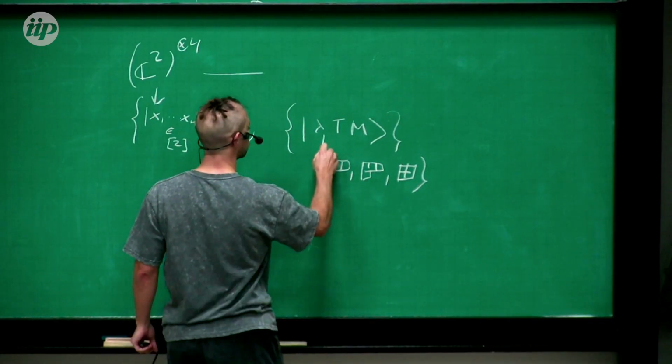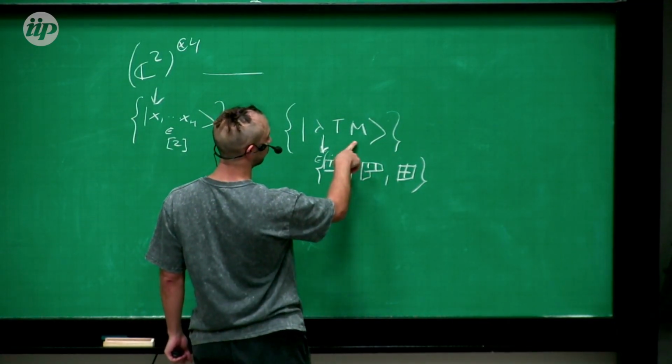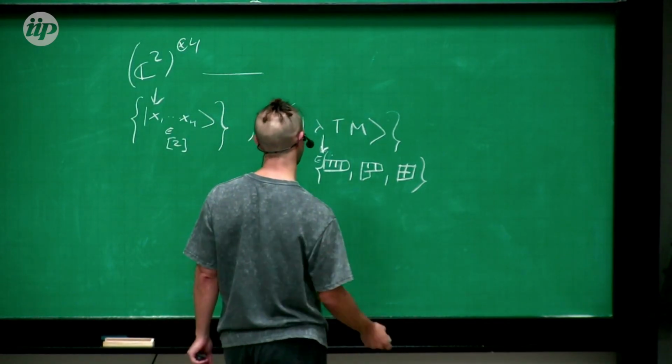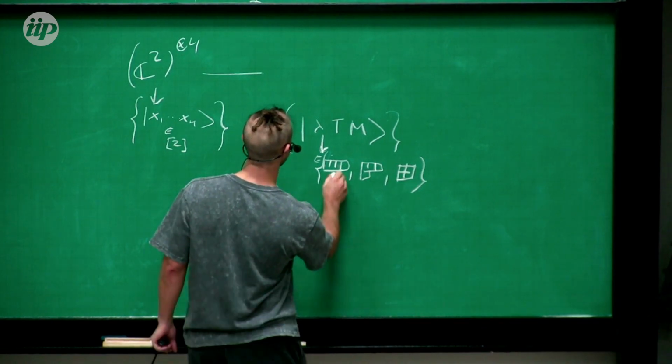Lambda is one of these choices. And then for each choice of lambda, there are different choices for T and M. What are there? Okay, let's take one. Let's take this one to begin with.